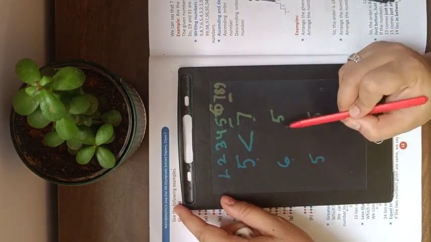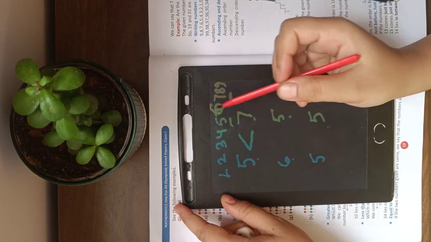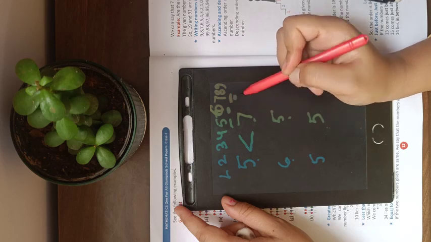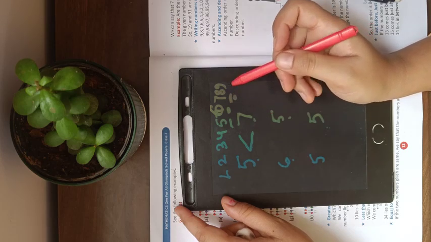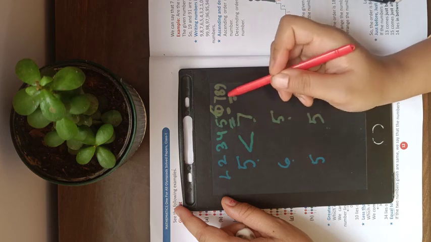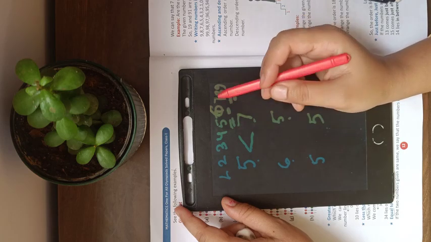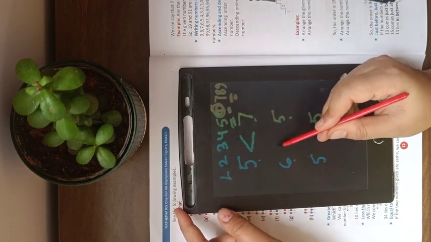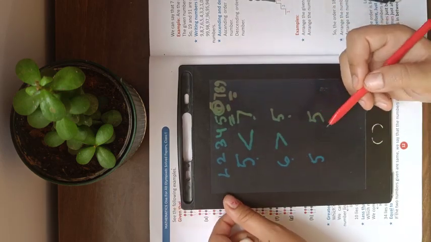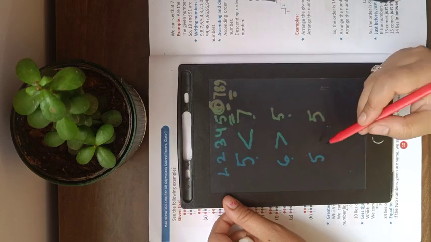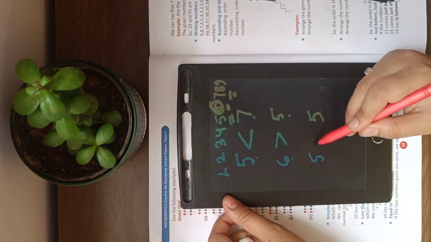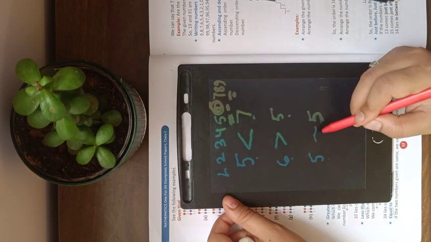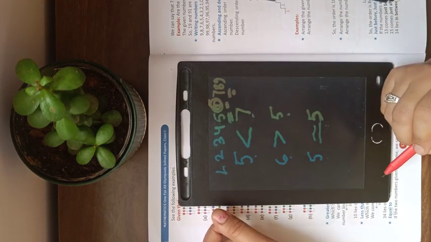And then 6 and 5, we need to compare. Which one is coming first? 5 is coming first, then 6 is coming next. So which one is the big one? 6 is the big one, so the crocodile will eat 6. Then 5 and 5, if you can see, both are equal, so we will put the equal sign.